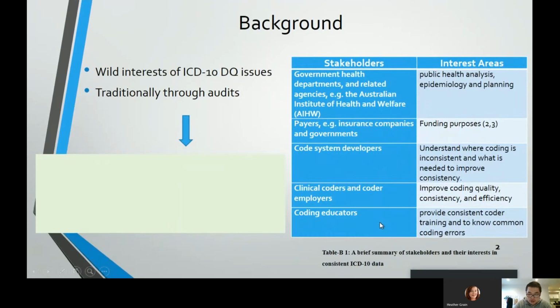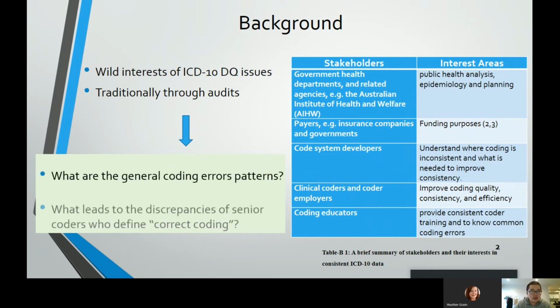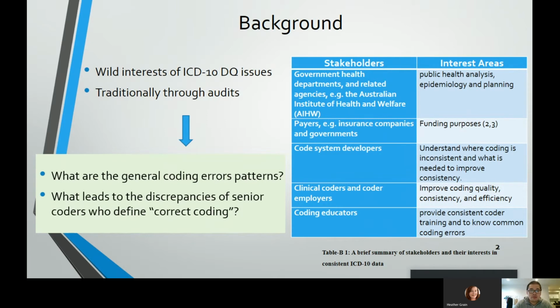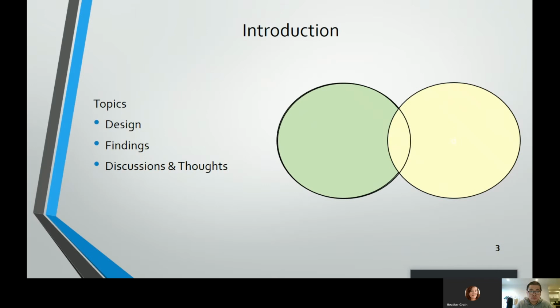Different stakeholders have different interests in a wide range of areas of data quality of ICD-10 data, as listed in the table. Traditionally, data quality issues were detected through audit processes and were seldom published, which leads to two questions about this issue, namely, what are the general coding patterns? What leads to the discrepancies of senior coders who define correct coding?